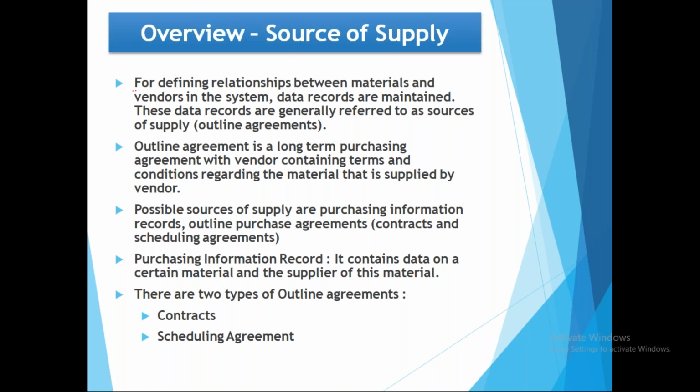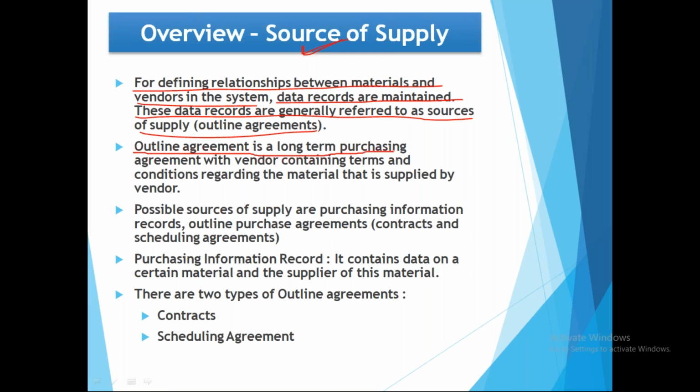For defining relationships between materials and vendors in the system, data records are to be maintained. These data records are generally referred to as source of supply. So when you are creating a purchase order for a material and a supplier, a vendor, I want the data, like price and delivery date, to come from a particular source. So those sources are called source of supply.